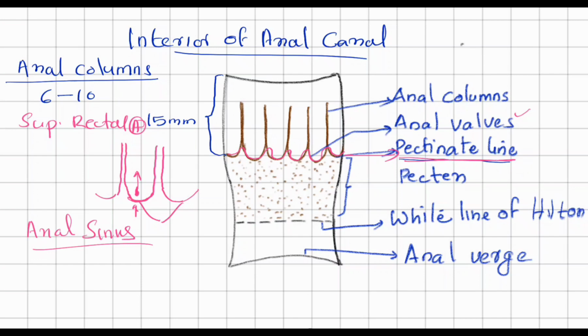You know, the pectinate line is the junction between endoderm and ectoderm. The area above the pectinate line develops from endoderm, and the area below the pectinate line develops from ectoderm. And inside these anal sinuses, you can see anal glands opening into them.